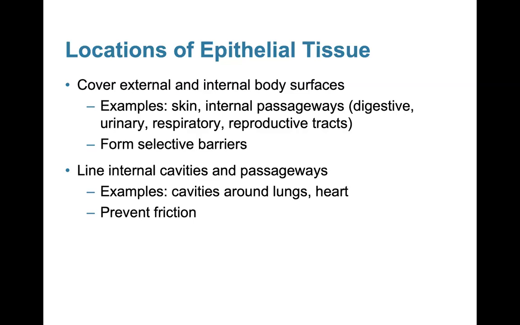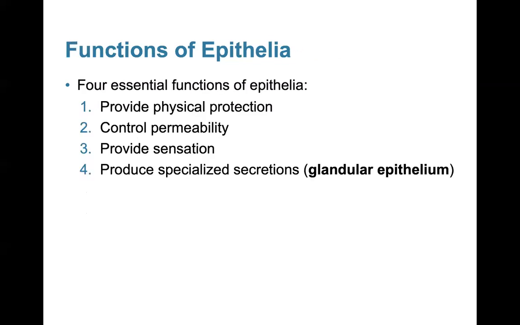Epithelial tissue will form what we call selective barriers. These will line internal cavities as well as passageways. For example, the cavities around the lungs and the heart are all formed by epithelial tissue. And what these cavities do is they allow you to set up a friction-free environment so that when these tissues end up contracting or moving, you don't have tissue rubbing on tissue. So functions of the epithelial tissue are that it will provide physical protection, control permeability, provide sensation, and also produce specialized secretions, especially with our glandular epithelial tissue.